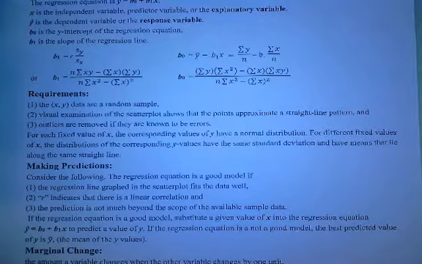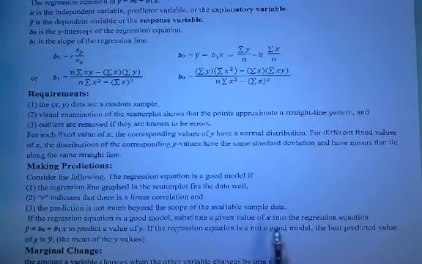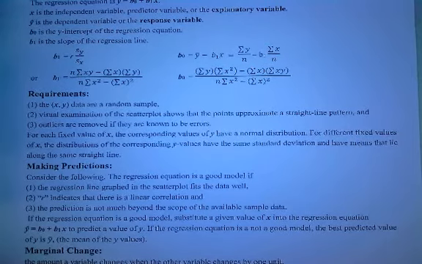So in other words, if the regression equation is a good model and we substitute a given value of x, it does not have to be an x that's actually in the data set. Then when we get a value of y, it should fit. But you want to make sure that the x value you have is within the range of values that you've got going. So in other words, this tends to be used more for interpolation than extrapolation.